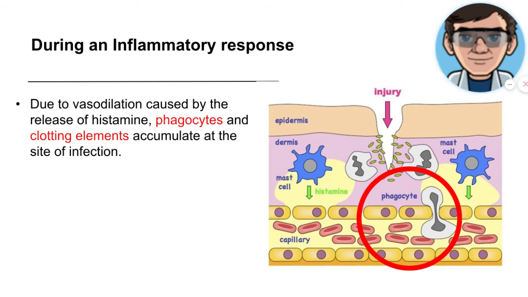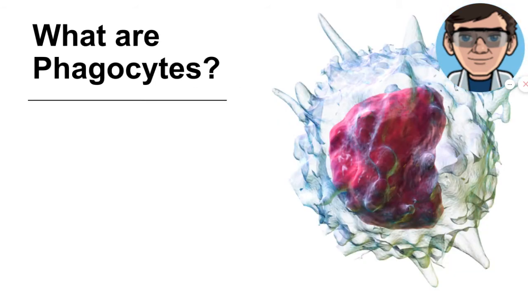Equally, because the capillary is more permeable, it's easier for the clotting elements and phagocytes to leave the blood and move into the infected area where they accumulate, which means they build up. The phagocyte's job is to engulf and destroy the pathogens, and the clotting elements clot the blood to seal the injury to actually recreate the physical barrier again.